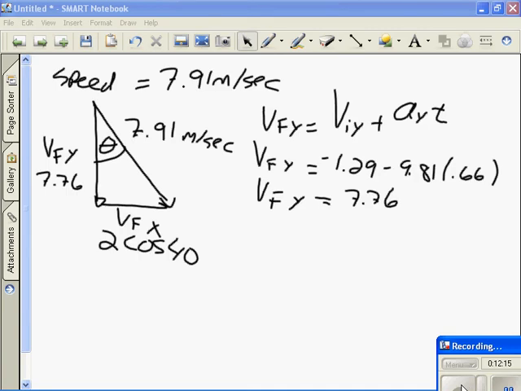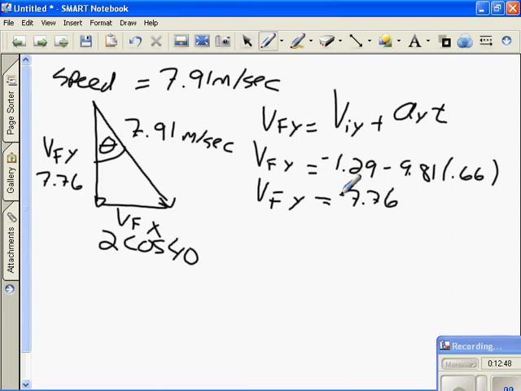I use the Pythagorean theorem. Sideways, I know I'm moving at 2 cosine of 40 the entire time of the flight. My downward velocity, let's say the velocity final in the downward direction, I can derive from VF equals VI plus AT. Plugging my numbers in, I came up with a minus 7.76. So I square that, plus my VFX squared, square root all that. After adding them together, I came up with 7.91.